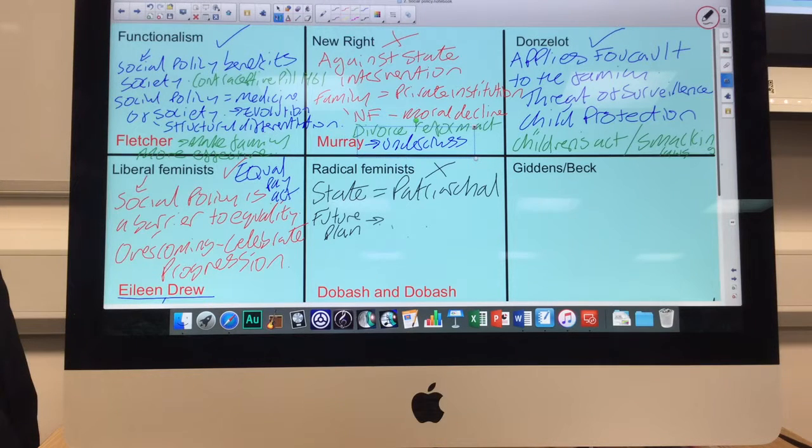Again, for Hema, what is the future plan for radical feminists? To get rid of men. Yeah, exactly. To have a female-only society.